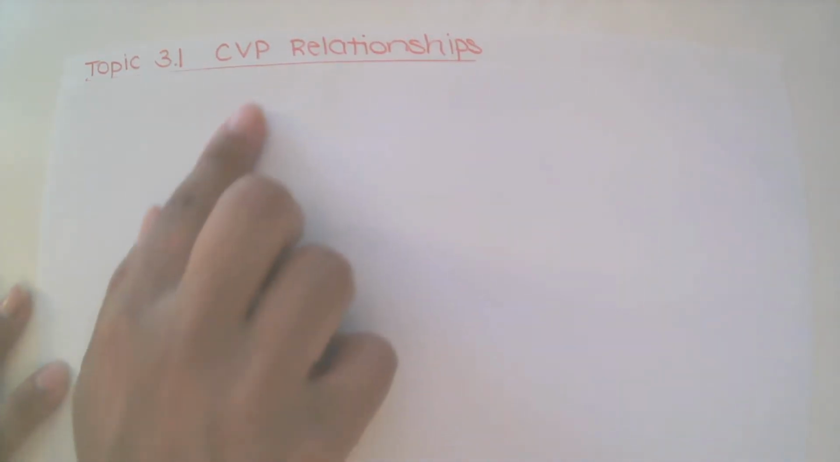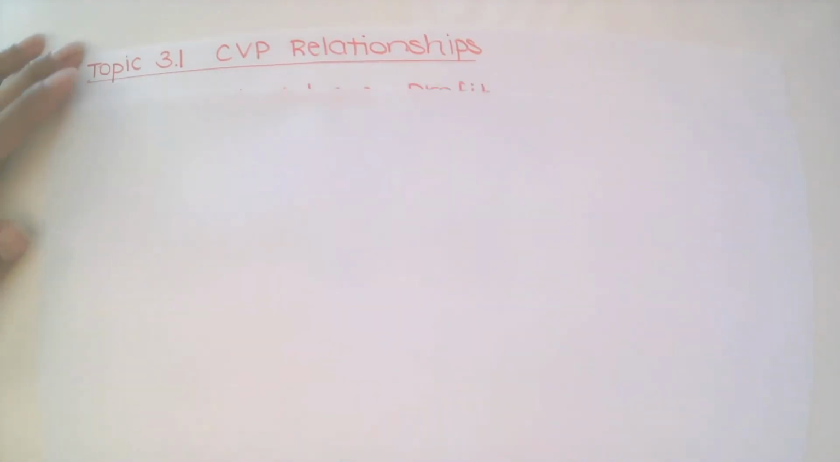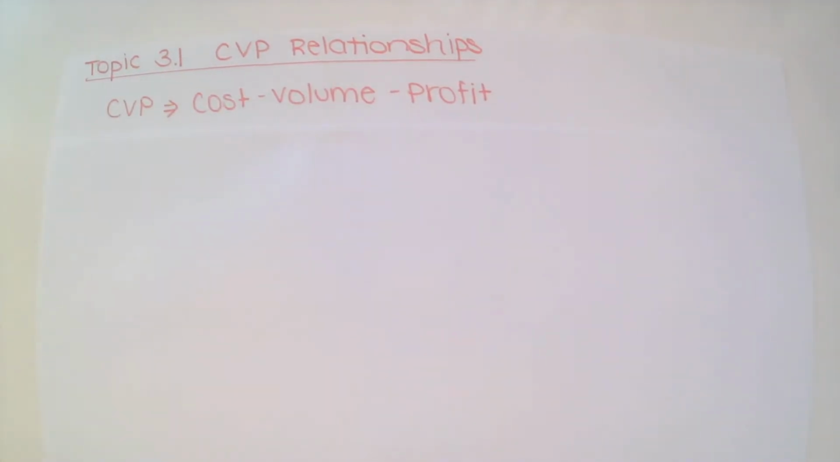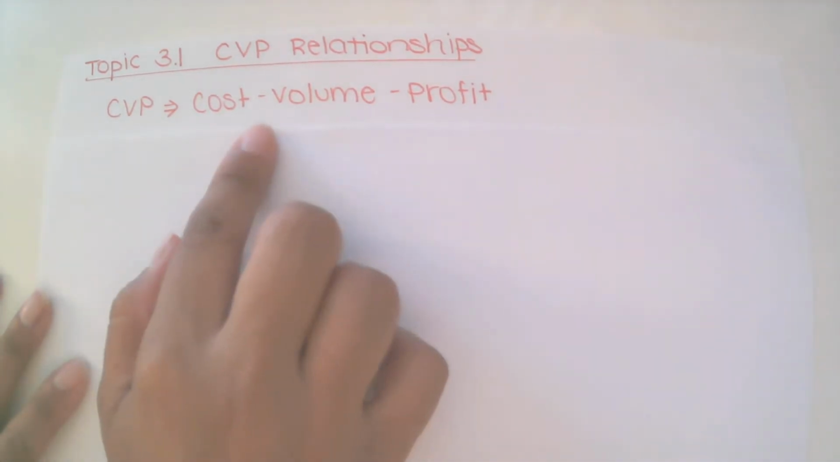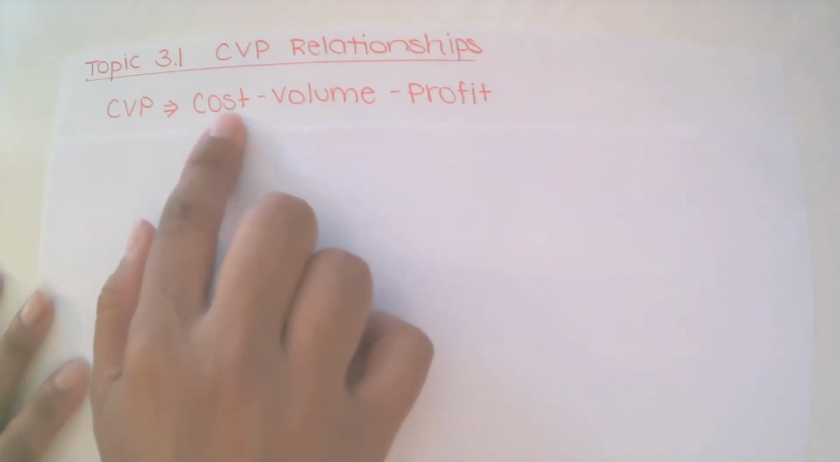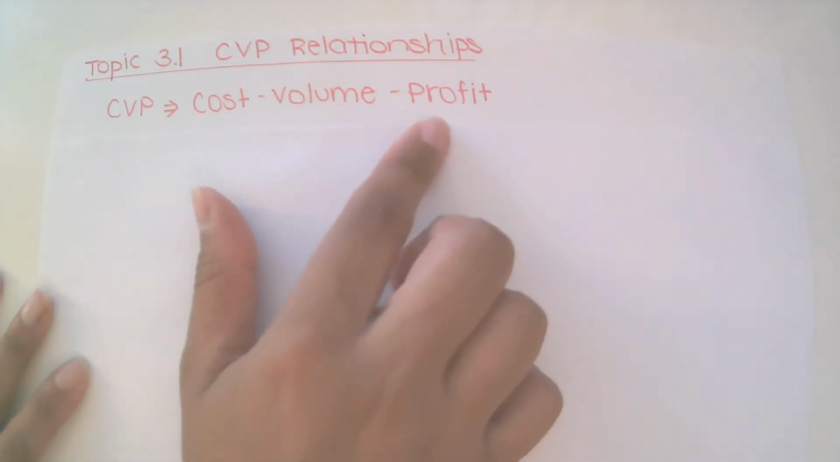Now we move on to some important CVP relationships. So CVP, what does that stand for? It stands for cost, volume, profit. And basically we're saying there's a relationship between these items, right? Our costs will go up if volume goes up. If volume goes up, profit goes up.